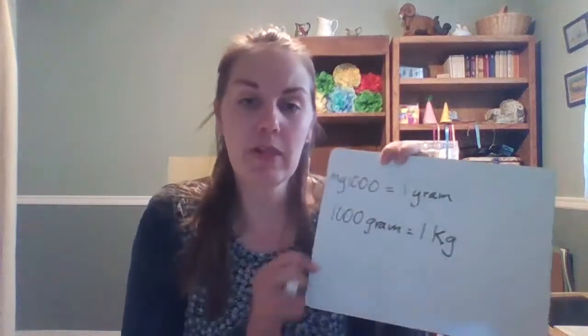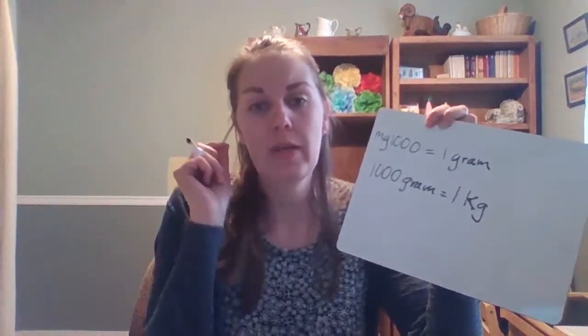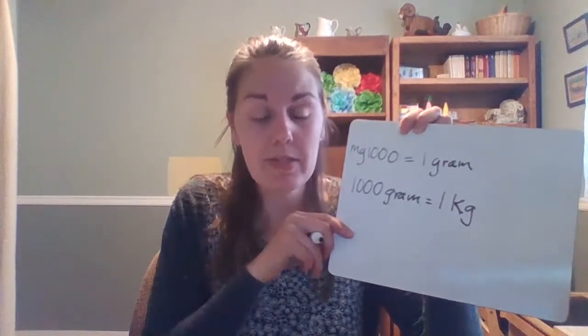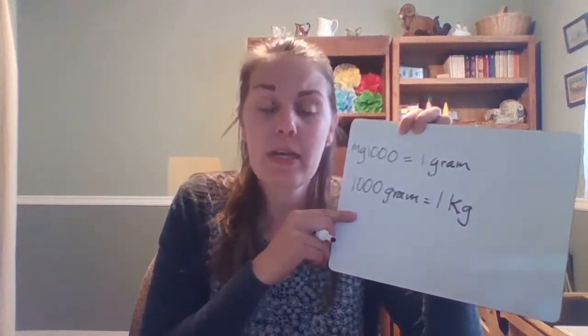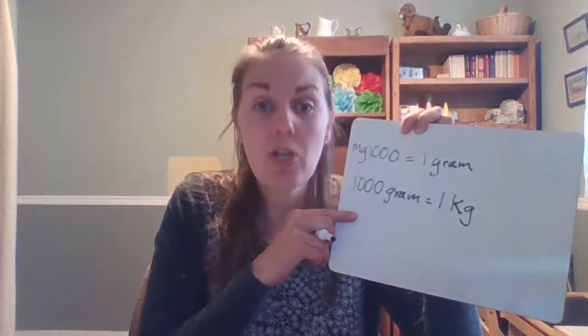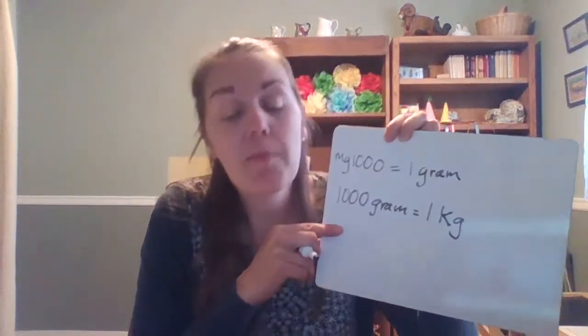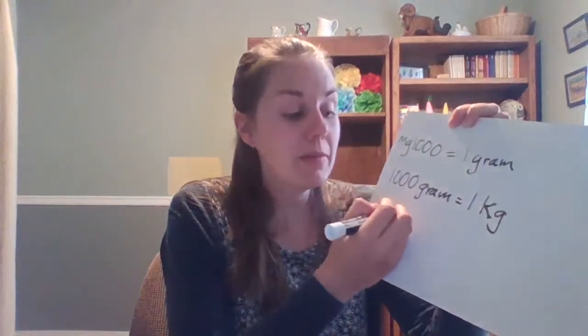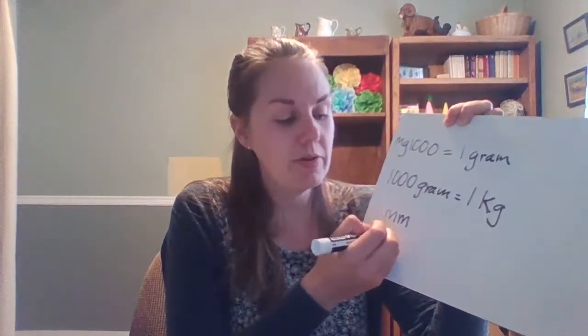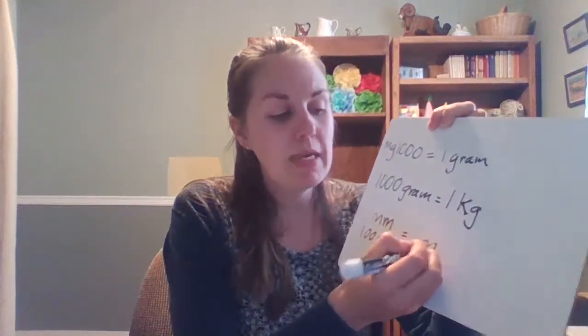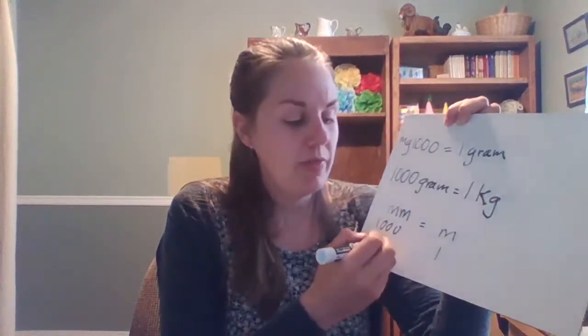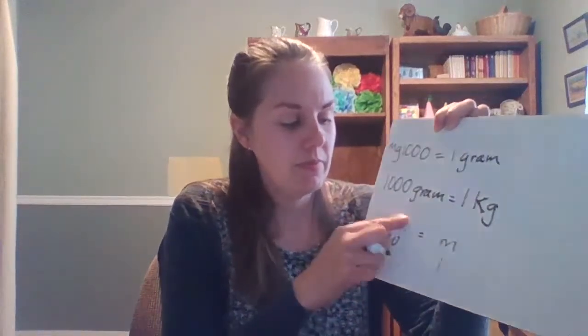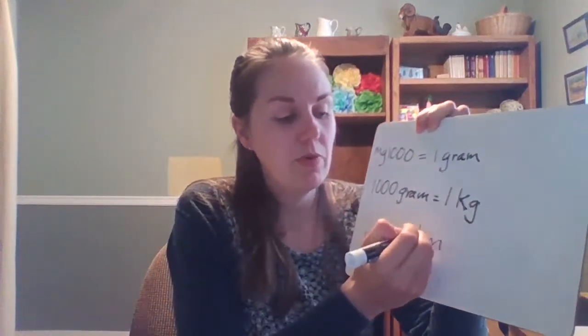You would have the same thing for liters and kiloliters, and meters and kilometers. So you would have 1,000 meters per kilometer. You would have 1,000 millimeters per meter. So 1,000 millimeters equals 1 meter, and 1,000 meters would equal 1 kilometer. So yeah, they're reminding you of that.